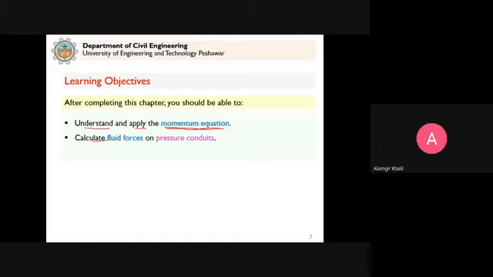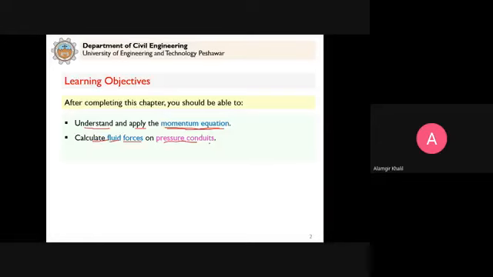You will be able to calculate the fluid forces on pressure conduits. As we studied about the pressure flow in conduits, pipes, etc., in that case, if there is change of velocity in direction or in magnitude, or both in magnitude and direction, then forces will be developed.